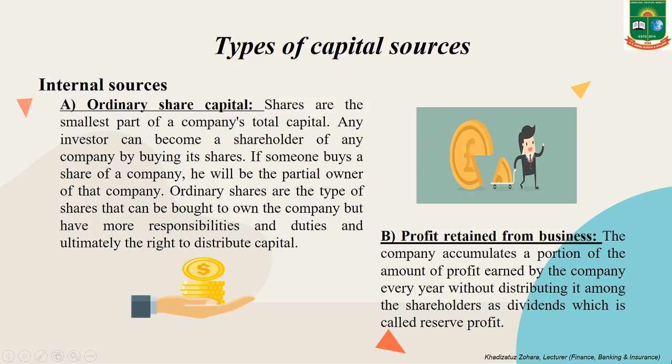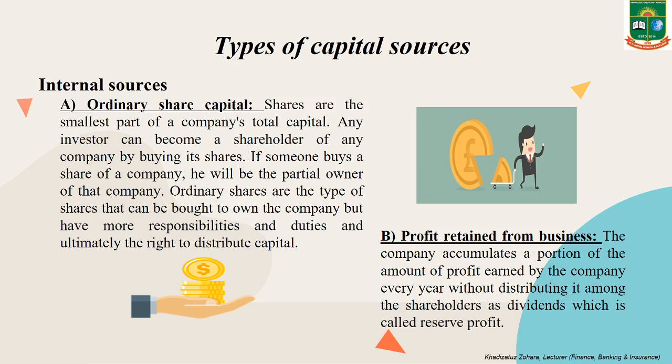Internal source: common stock is another form of ordinary share capital. You can say common stock or ordinary share capital. Shares are the smallest part of a company's total capital. Any investor can become a shareholder of any company by buying its shares. If someone buys a share of a company, he will be a partial owner of that company. Ordinary shares are the type of shares that can be bought to own the company but have more responsibilities and duties, and ultimately the right to the distribution of capital. They are also called the residual shareholders.